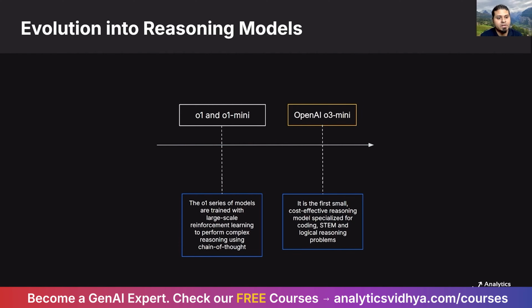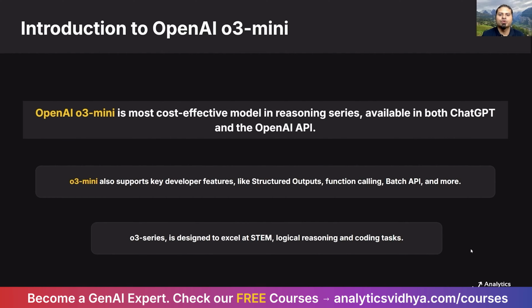And recently, at the end of January 2025, they launched o3-mini, which is the first small, cost-effective reasoning model specialized for coding, STEM, and logical reasoning problems. To summarize the key aspects of o3-mini, it is the most cost-effective model in the reasoning series, available in both the ChatGPT web interface and the OpenAI API, which you can connect with Python, which we'll look into later on. And o3-mini supports some of the key developer features, including structured output responses, function calling, batch API, and more.